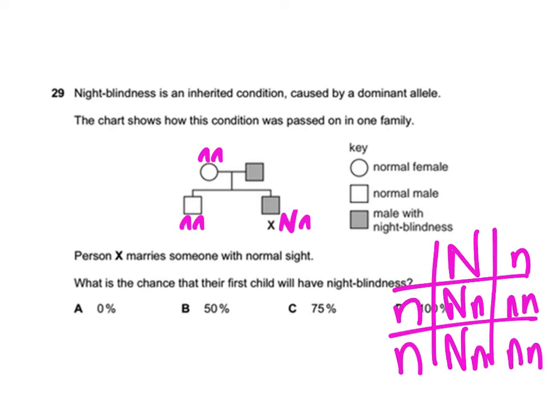Okay, so the answer to this is a 50-50 split. We can see here that those two individuals have a dominant allele, so they will have night blindness, and these two individuals here, possible offspring, have little n, so they are normal sighted. So the answer is 50%.